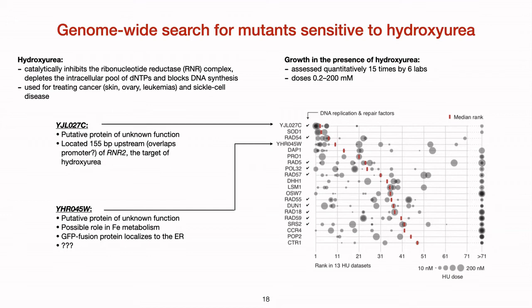notice that, on this graph, the x-axis corresponds to rank, and every bubble corresponds to a different screen. So this gene YHR045W came up in the top 10 hits of the 15 screens that have been done so far. It was in the top 10 hits for half of the screens, and it has never been mentioned in any of those papers. Nobody thought it was worth following up on.